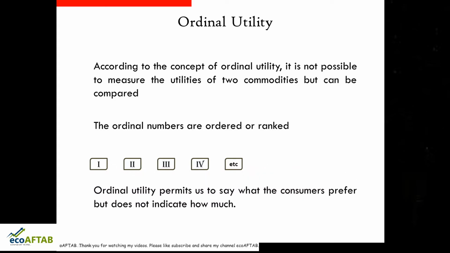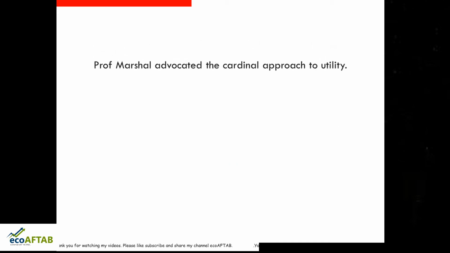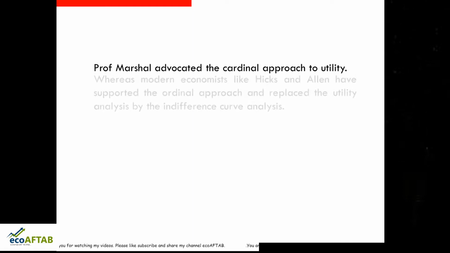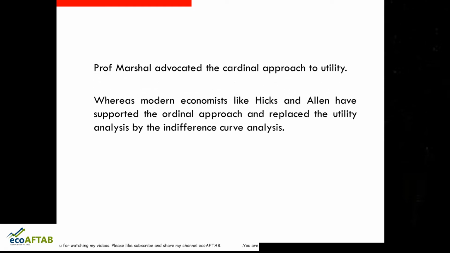Ordinal utility permits us to say what the consumers prefer but does not indicate how much. It doesn't give the magnitude of preference, but it just gives us what consumers are preferring. Professor Marshall advocated the cardinal approach to utility, whereas modern economists like Hicks and Allen have supported the ordinal approach and replaced the utility analysis by indifference curve analysis.